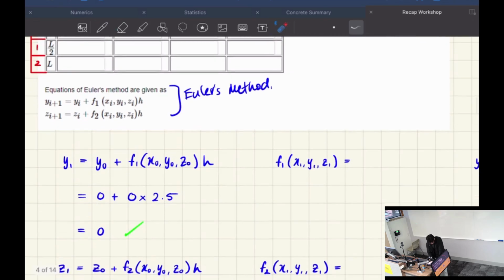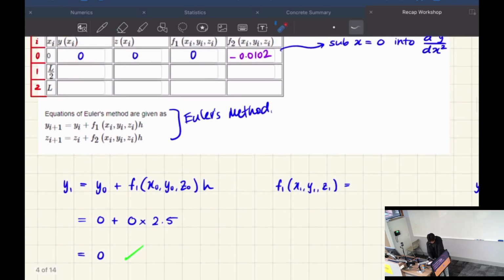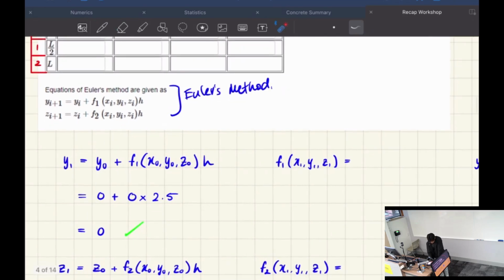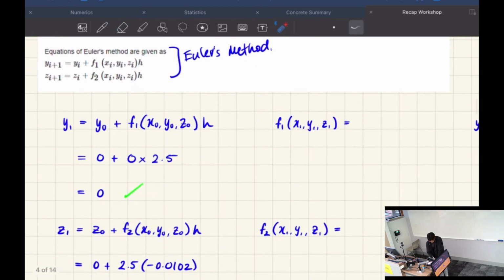To find y1, okay? So y0 is what we found up here. You get 0, straight from here. You guys see that? So you get 0 as well. And h doesn't really matter because we're multiplying it by 0. So our y1, we just get it to be 0.